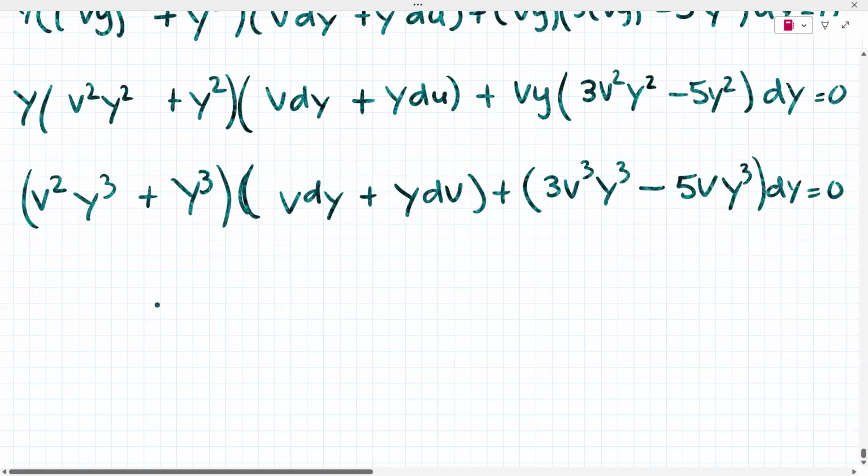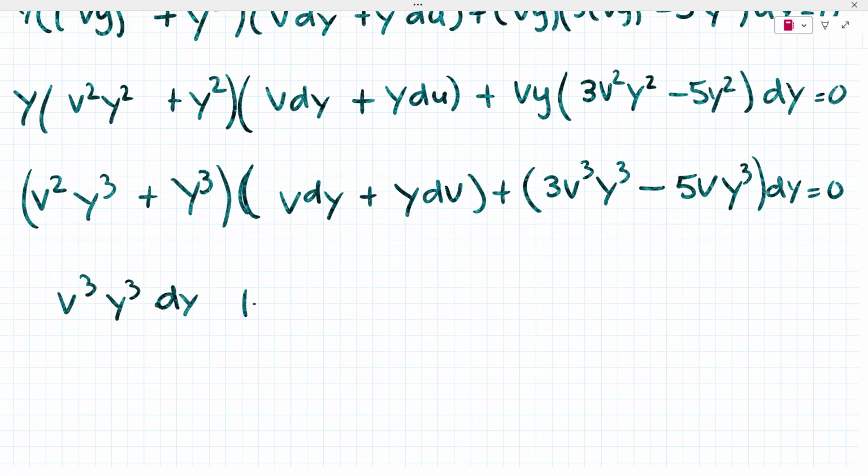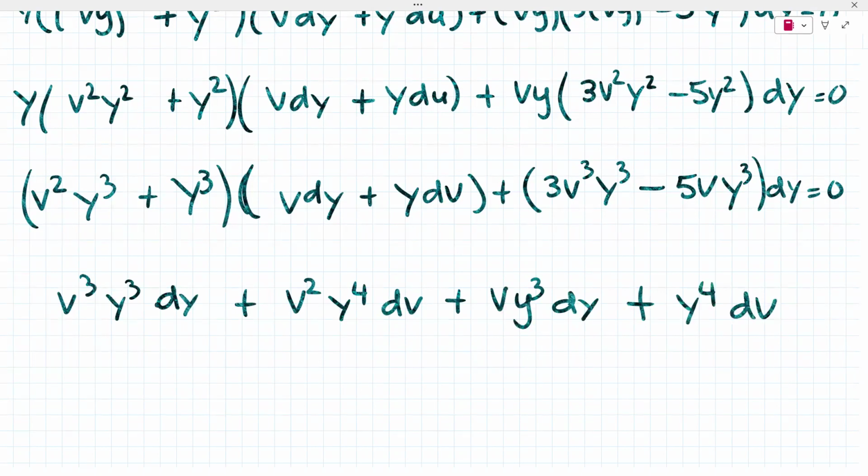Okay, and when you FOIL it out even more, you're going to get v cubed y cubed dy plus v squared y fourth dv plus vy cubed dy plus y4 dv plus 3v cubed y cubed dy minus 5vy cubed dy equals 0.